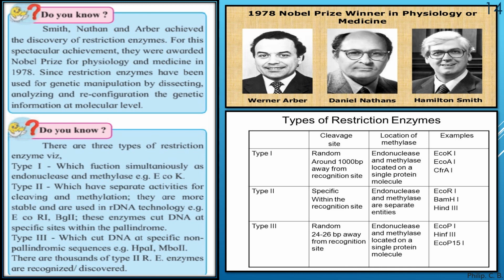For example, type 1 functions simultaneously as endonuclease and methylase, such as EcoK. Type 2 has separate activities for cleaving and methylation. They are more stable and are used in rDNA technology. Examples are EcoRI, BglII; these enzymes cut DNA at specific sites within the palindrome. Type 3 cuts DNA at specific non-palindromic sequences, examples HpaI, MboII. Thousands of type 2 restriction enzymes have been recognized and discovered.